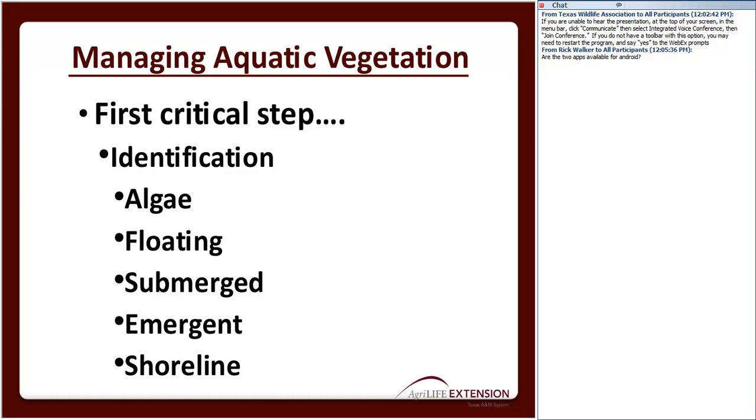Now, the four groups that we're going to discuss today, and I realize there are five here, but the first is algae, the second is floating, the third is submerged, and then we generally combine the last two, emergent and shoreline, because they're typically the same species, and so we typically lump those together under emergent species.